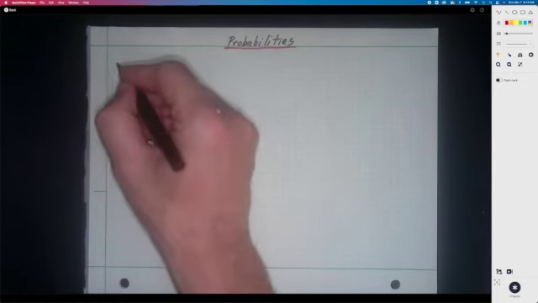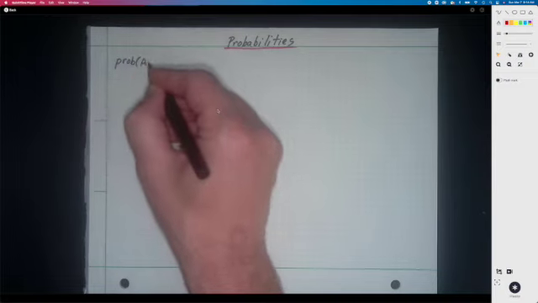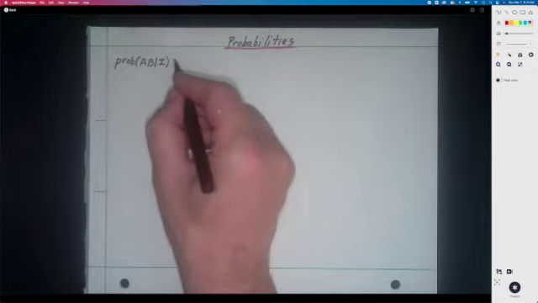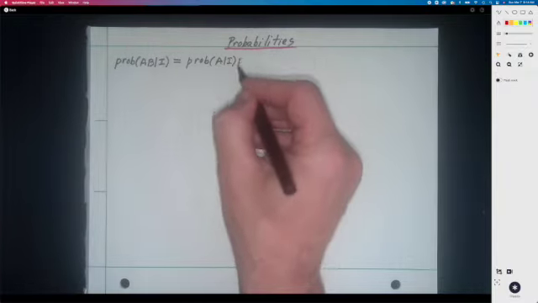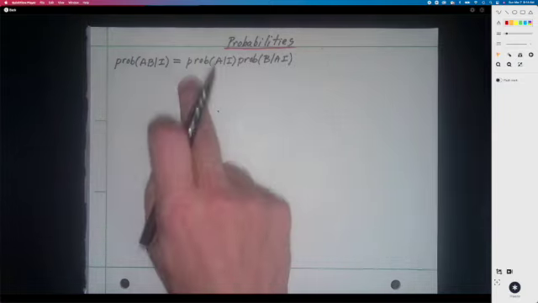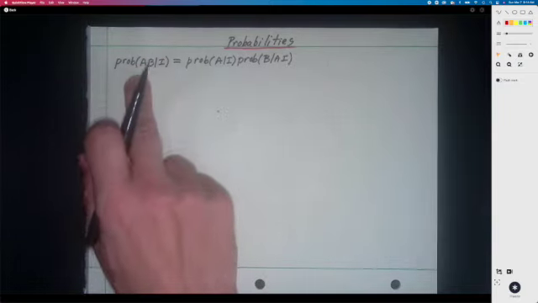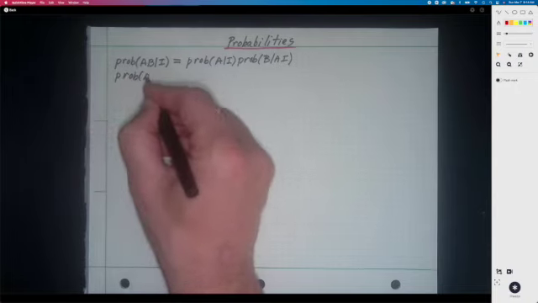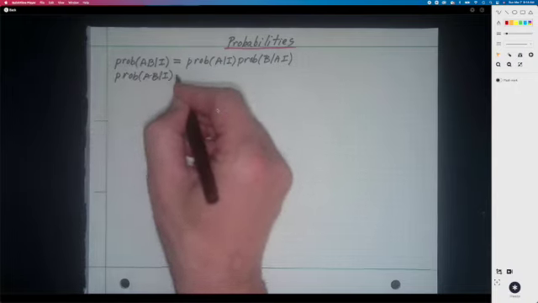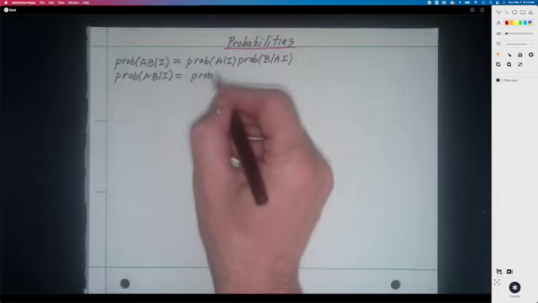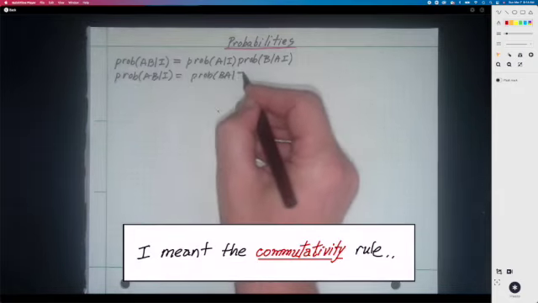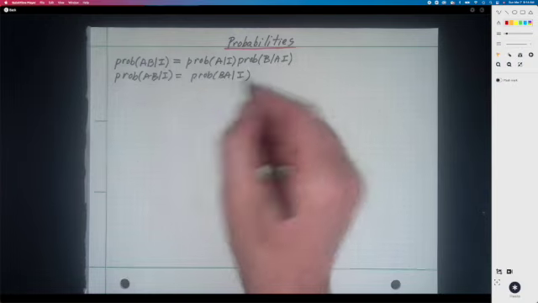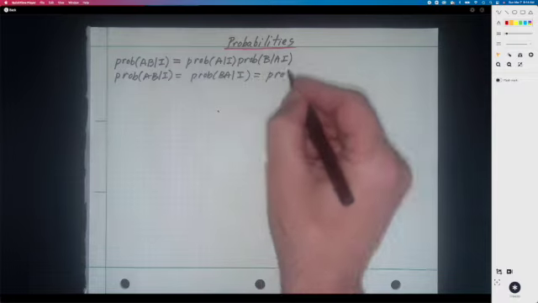For this, we start off with the probability of two propositions A and B, conditioned on some background information, and we expand it out using the product rule. Now we're going to manipulate it in a different way. The probability of A and B is the same thing as the probability of B and A, by the commutativity rule from logic, right? It doesn't matter the order in which we put the statements. And now we're going to expand this using the product rule.